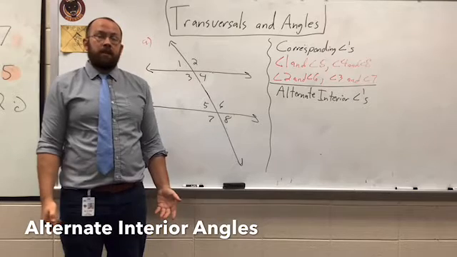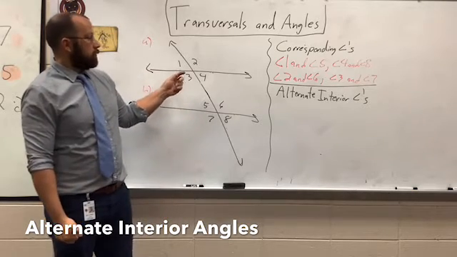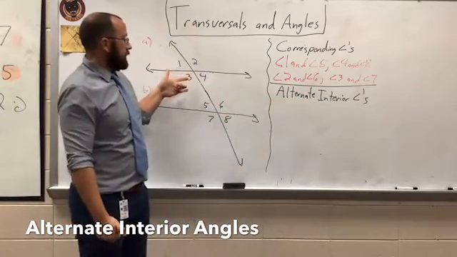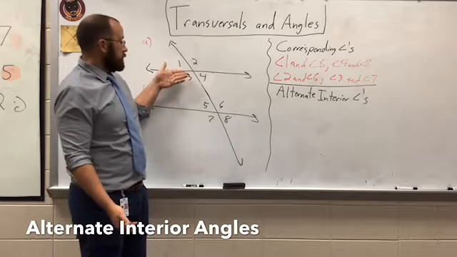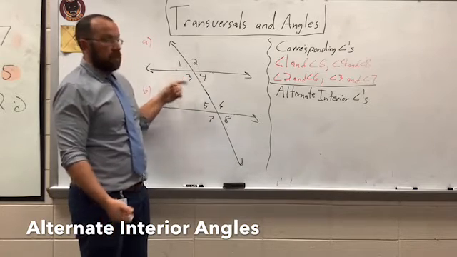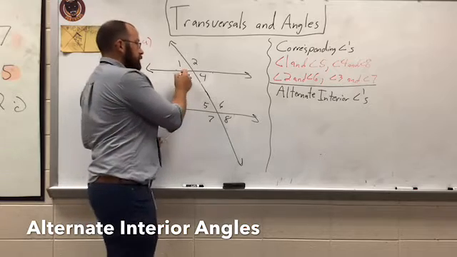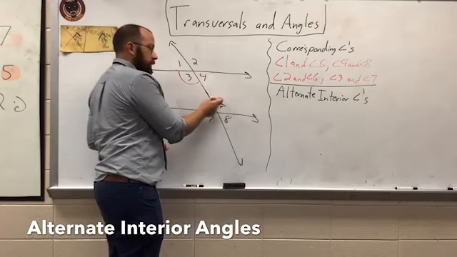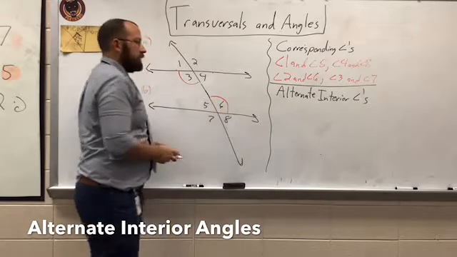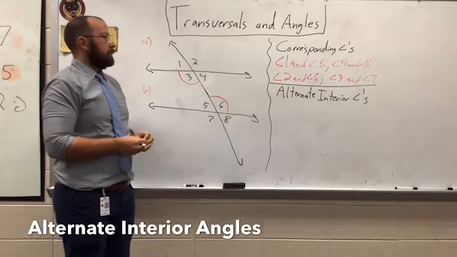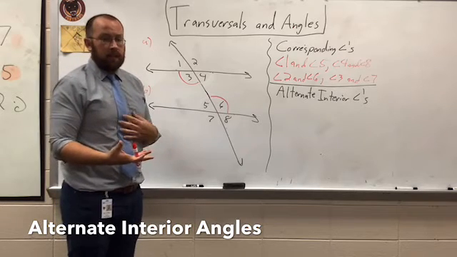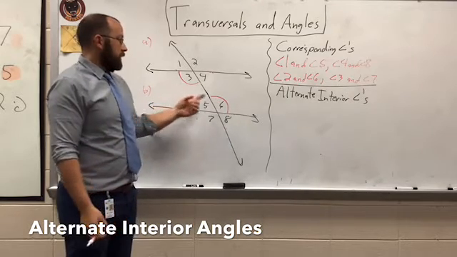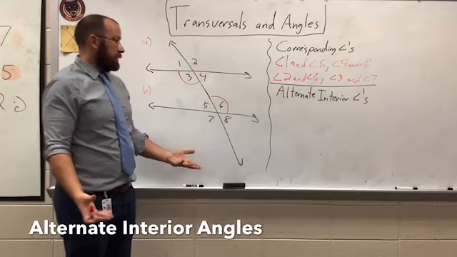Now for my alternate interior angles. So it's exactly what it says. Alternate interior. So you're looking at the inside, that's what interior means. So you're looking at inside the parallel lines. Then alternate means opposite. So if I say 3, what is the alternate of it? 6. And what this means is it's congruent, as we talked about at the beginning. That means 3 and 6 are congruent angles. That means they're the same.